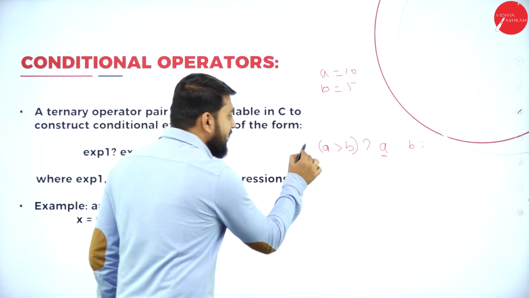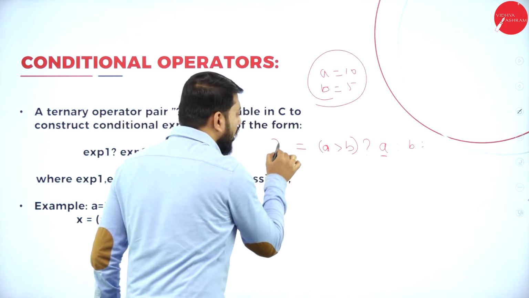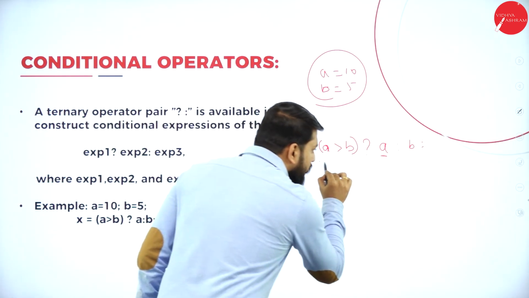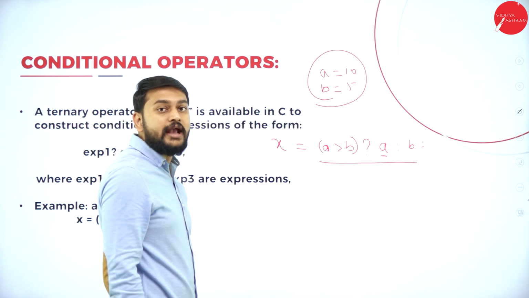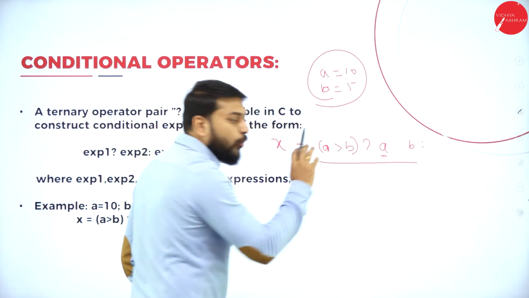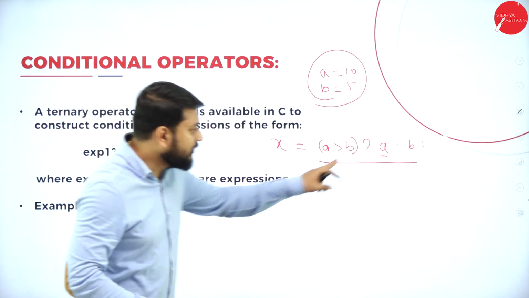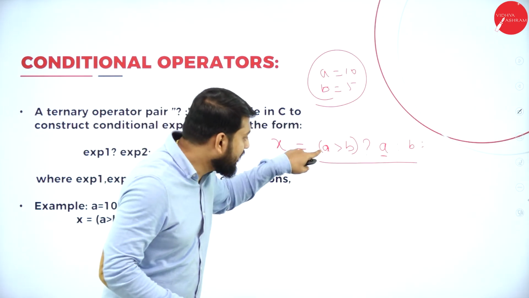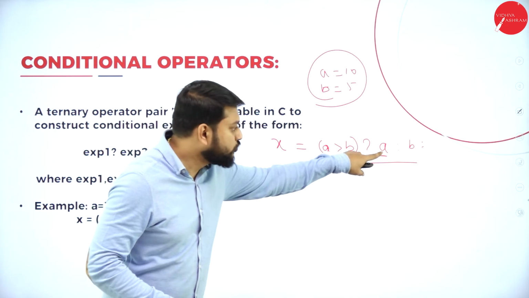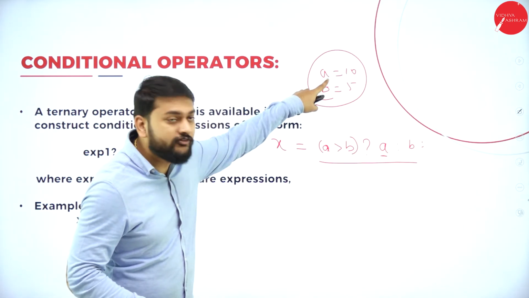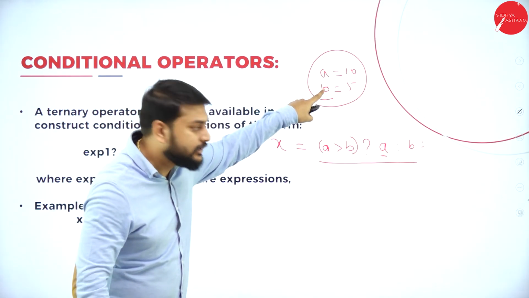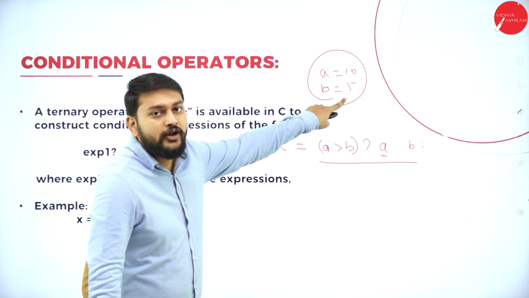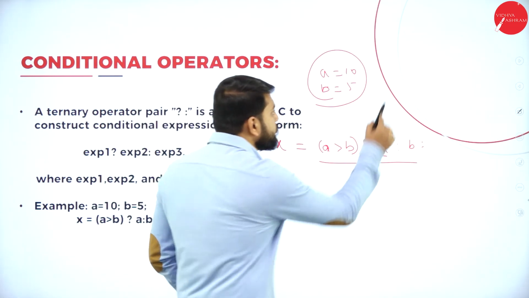Now in this example, what will be the X value? I have told you I'm using the assignment operator. So out of this conditional expression, what value will be returned? Either this or this will be returned. When will this value be returned? When A is greater than B. Do I have A as greater? Yes, I have A as greater. Why? Because A value is 10 and B value is 5.